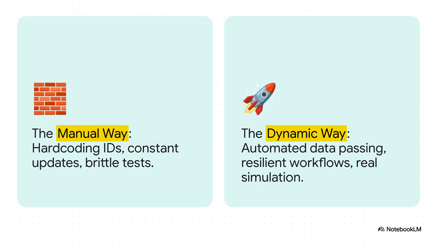And this really gets us to the core of the issue, right? It's the old manual way versus the smart dynamic way. The manual way is a nightmare of hunting down data and constantly updating your scripts. Your tests are basically built on a house of cards. But the dynamic way, which is powered by request chaining, is all about letting your tests pass data along automatically, creating these resilient workflows that act like a real user.